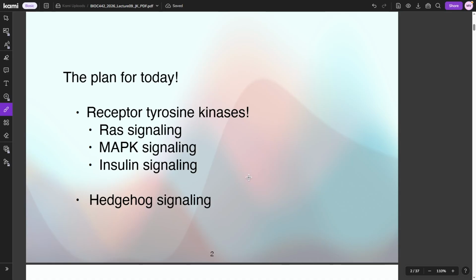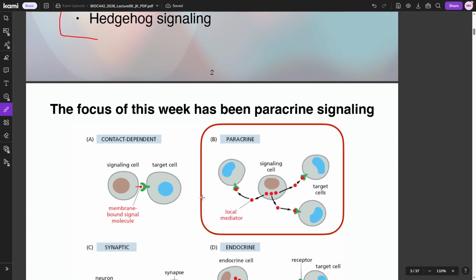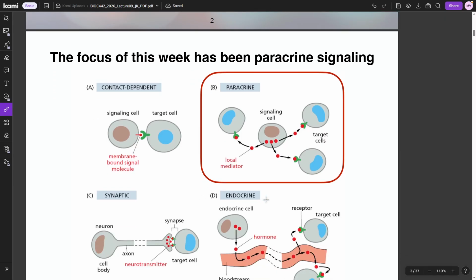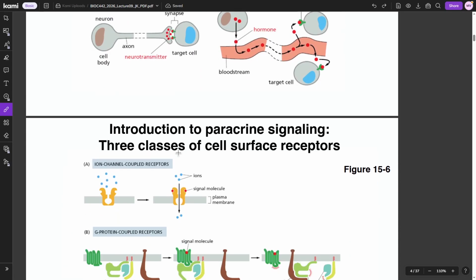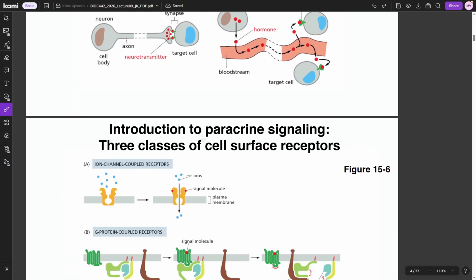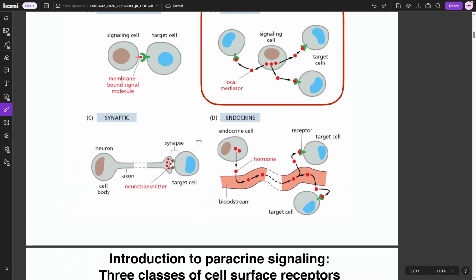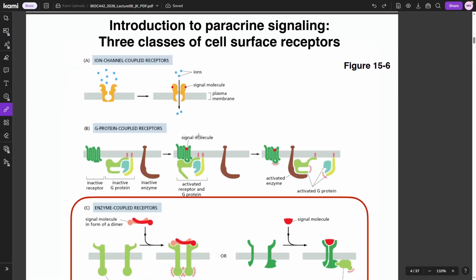But today, gonna talk about RTKs, receptor tyrosine kinases, and hedgehog signaling. So let's go ahead and do that. Generally speaking, we've been focusing on paracrine signaling. So we talked about, and I guess synaptic to an extent, acetylcholine stuff, messed around with that. But this is kind of an offshoot of that, where we still are going to focus on paracrine stuff, I would say, but it's a slightly more nuanced topic.